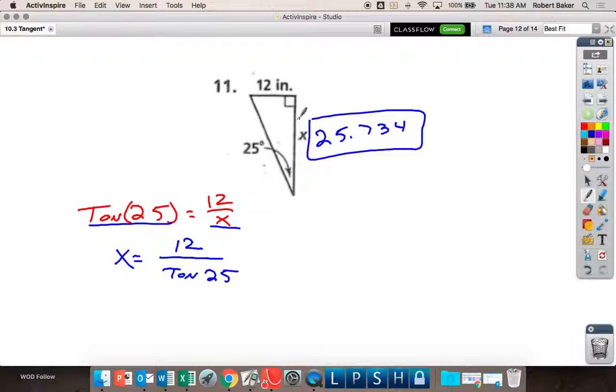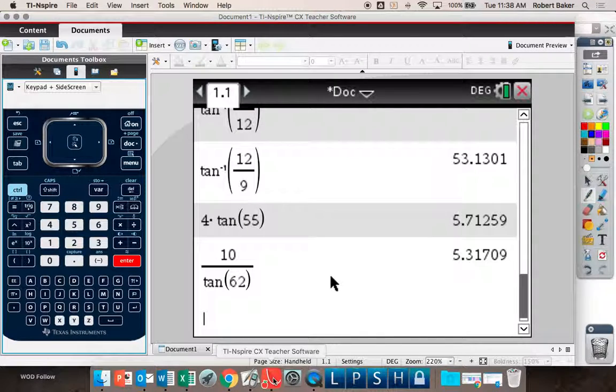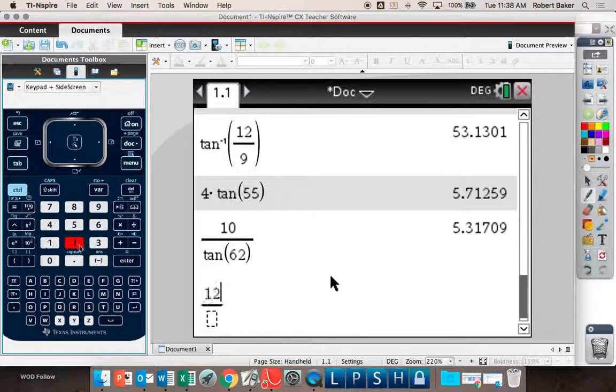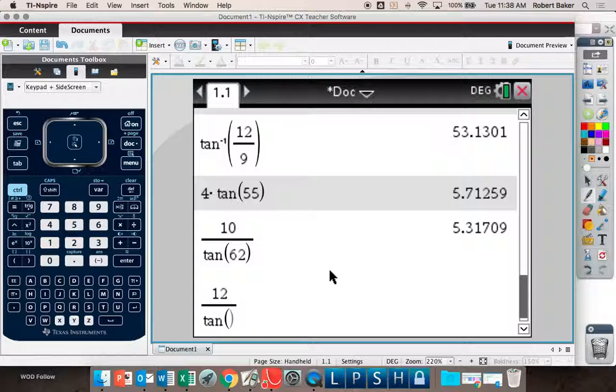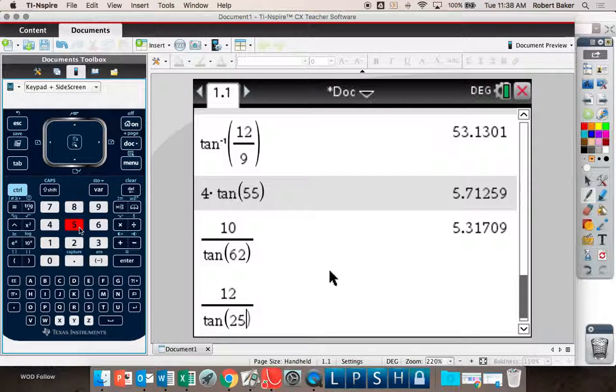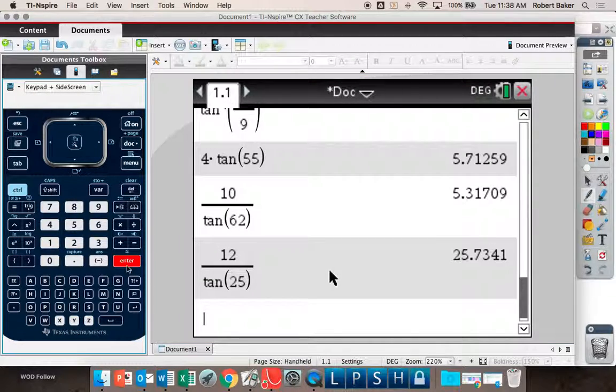Like this, 12 over tangent of 25. I like to use control divide. I go 12 on top, and on the bottom I do trig, tangent, what was it, 25? Yes. That's how you get it. Alright, I think we're good.